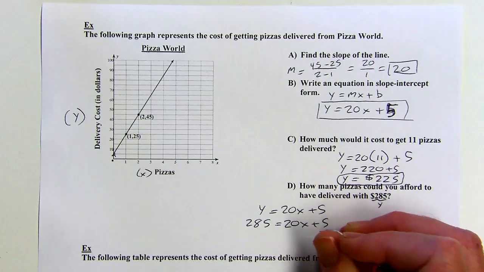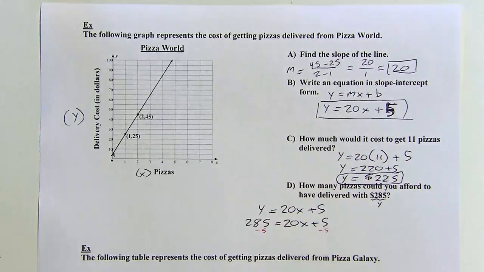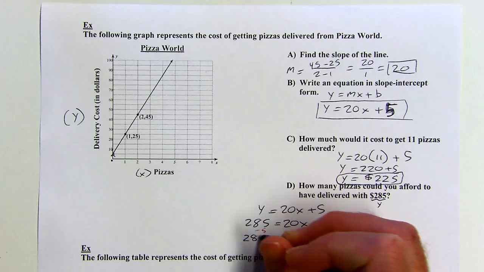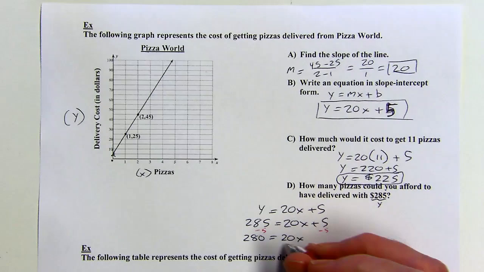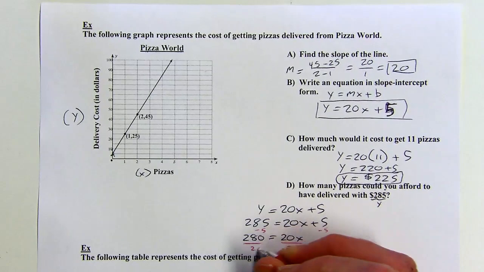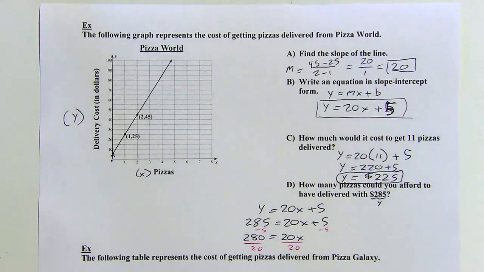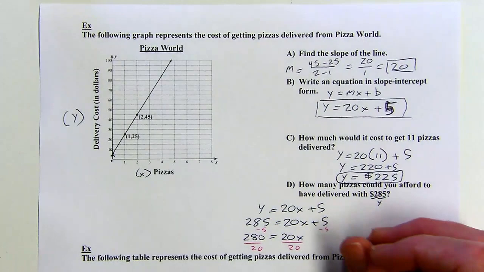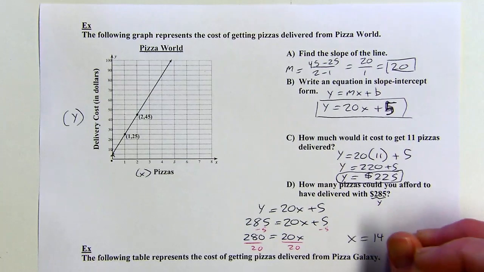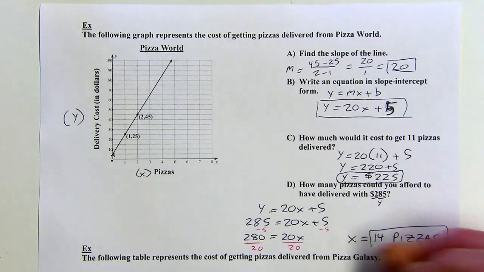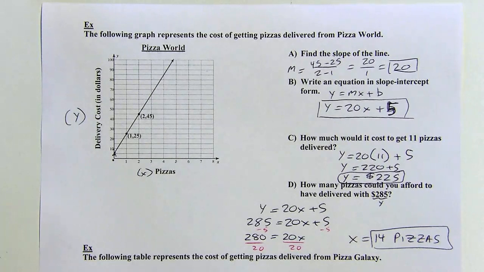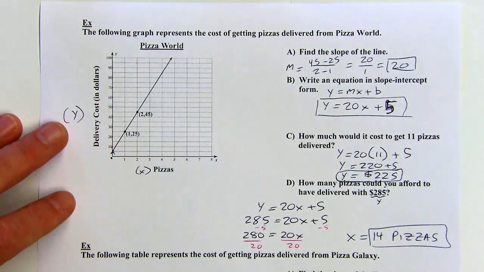So I'm going to subtract 5 from both sides, so now I've got 280 equals 20x, and then I'll divide by 20. And that's going to give me 14. So this would be 14 pizzas. Okay. All right, let's try another one.